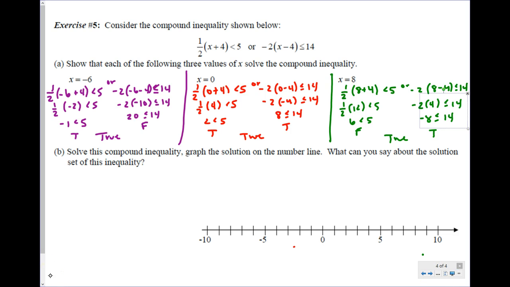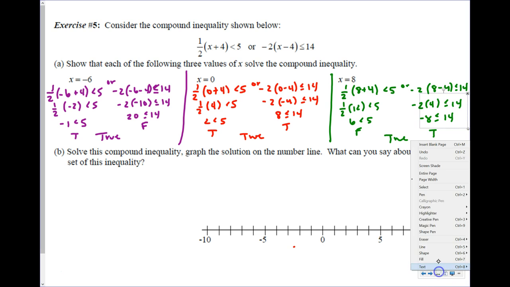Okay, welcome back. I went ahead and did letter A quickly. Check your work. I got for all three of them that -6, 0, and 8 would all work. Now this says something very interesting about these inequalities, that a lot of different values are working. So I think we're going to find a really interesting solution to this inequality. All right, let's take a look at the solving. I'll do that out so you guys can see all my work.